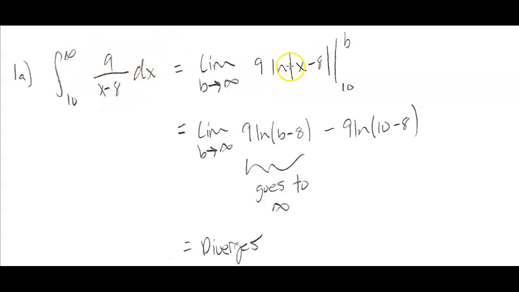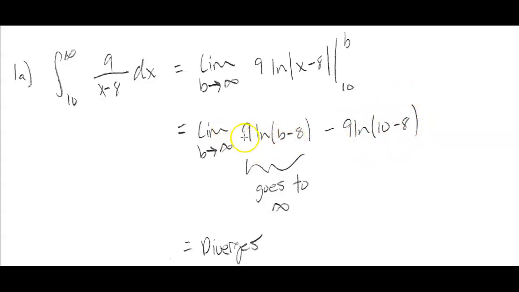9 over x minus 8 integrates to this. And then I wrote my evaluate bar. And then I just plug in the B as if it was a number, but I keep my limit notation. So the B is the upper bound. That means it goes first. 9 ln of B minus 8 minus 9 ln of 10 minus 8. I'm not even going to worry about this right here. I'm just going to look at this over here.